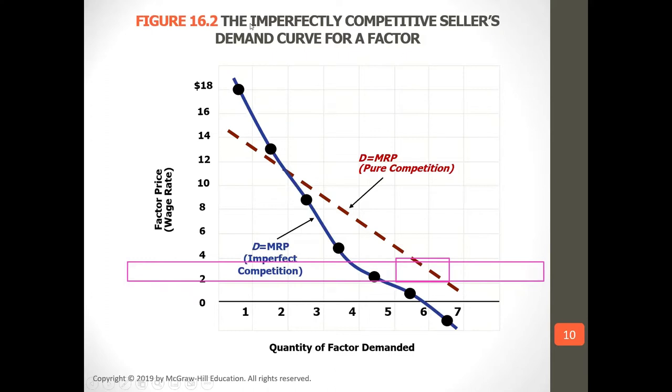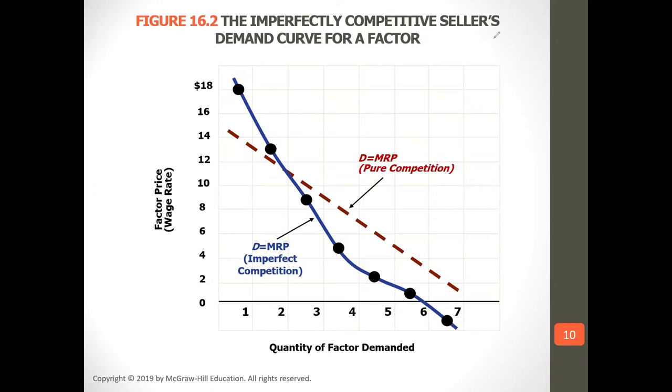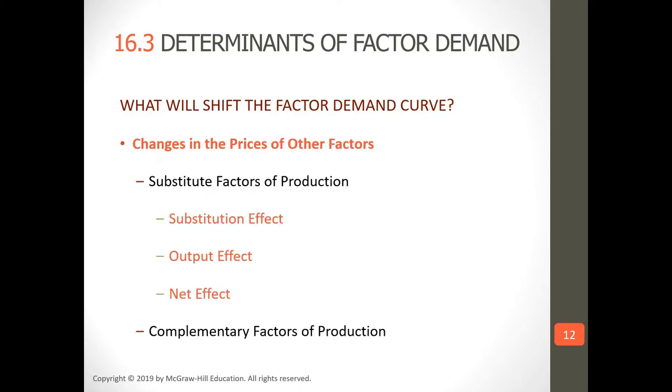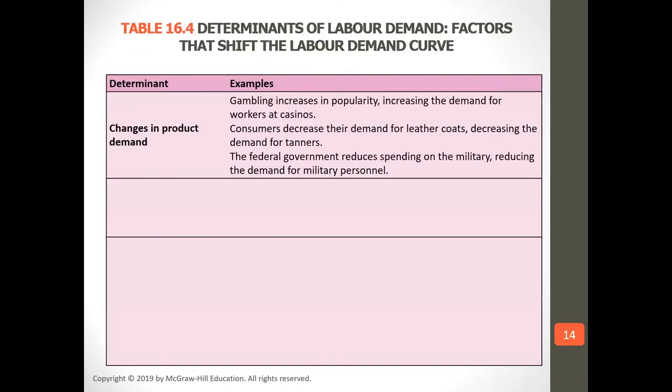So pure competition would be a perfect diagonal line right here. And imperfect competition would be a squiggly line like this here. Then what will shift the factor demand curve? Changes in product demand, changes in productivity, quantities of the factors, technological advance, and quality of the variable factor. And the factor demand curve will also shift due to changes in the price of other factors: substitute factors of production, substitution effect, output effect, net effect, and complementary factors of production.